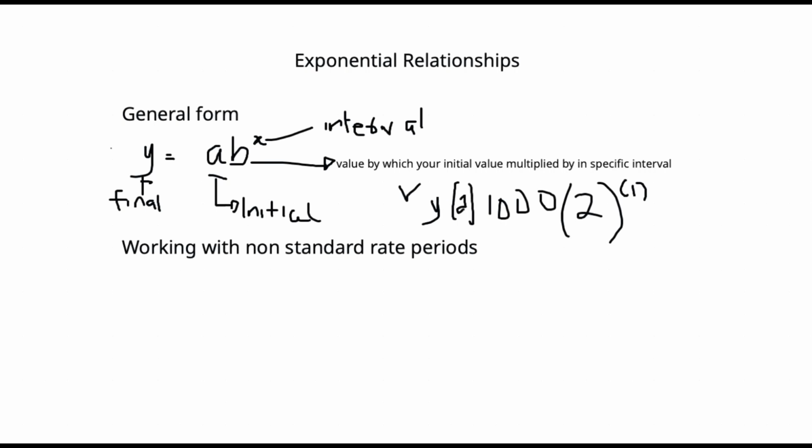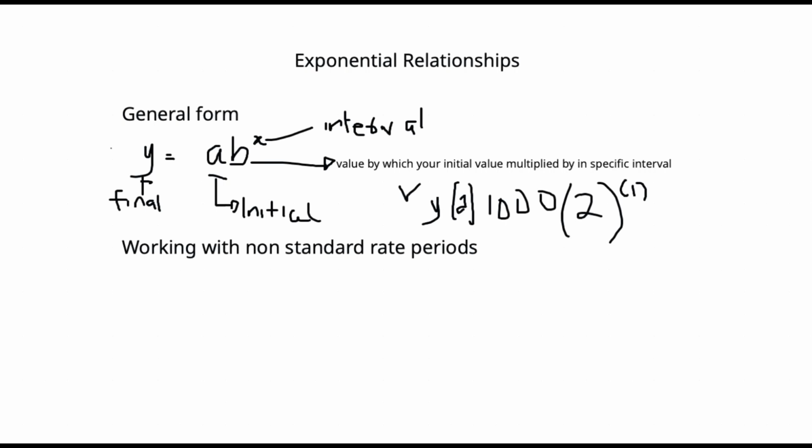So you can use this to model a lot of relationships. You just have to know your initial value, then you know what your value is multiplied by for a particular interval or period of time, and then you know the actual interval by which you are multiplying your initial value, and you are there.